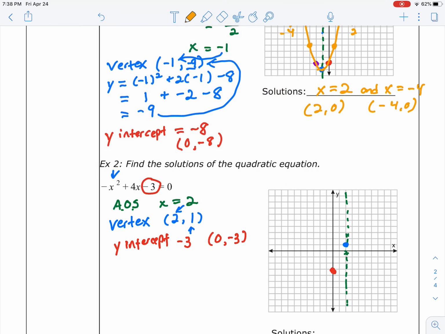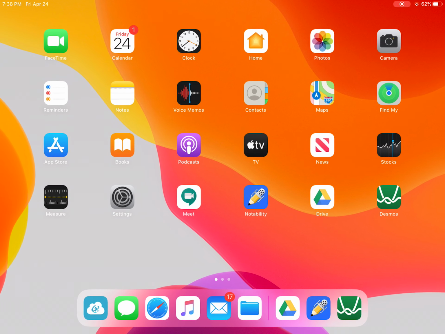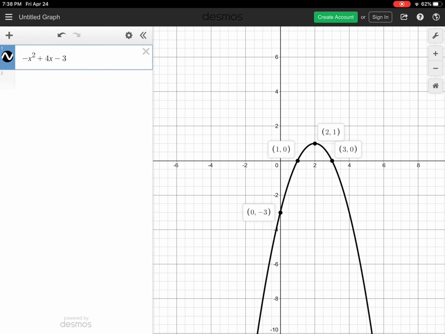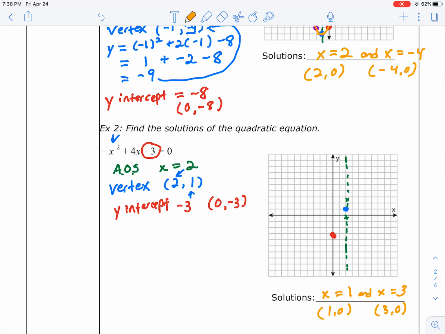And then the other piece was that we saw our solutions on our graph were going to be at x equals 1 and x equals 3. So 1, 0 and 3, 0 were our two solutions. Let's just go back to our graph real quickly. See that it's at 1, 0 right here and 3, 0 right here. That's where it crosses the x-axis. So those are our solutions.